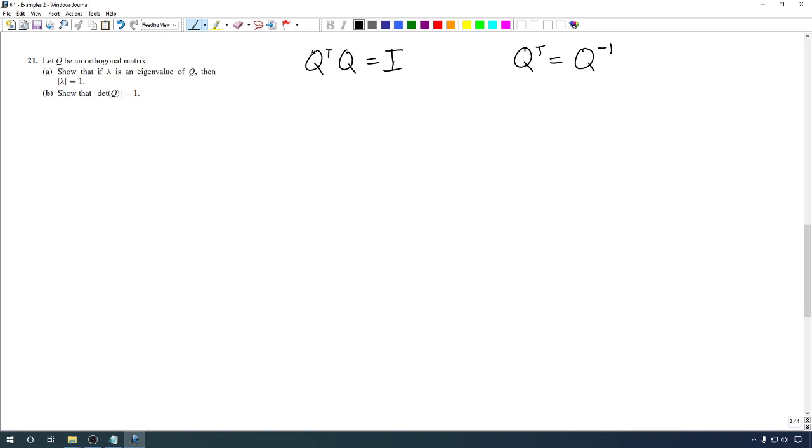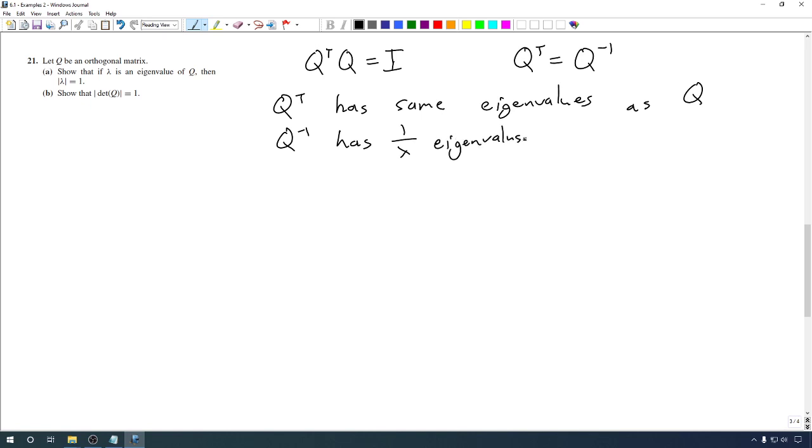Now, we are in a situation where, because we know that Q and Q transpose have the same eigenvalues, well, Q transpose has the same eigenvalues as Q. But Q inverse has 1 over lambda eigenvalues, for lambda, let's say, an eigenvalue of Q. So in some sense, these two matrices, which are the same thing, have the same eigenvalues but have 1 over the eigenvalues at the same time.